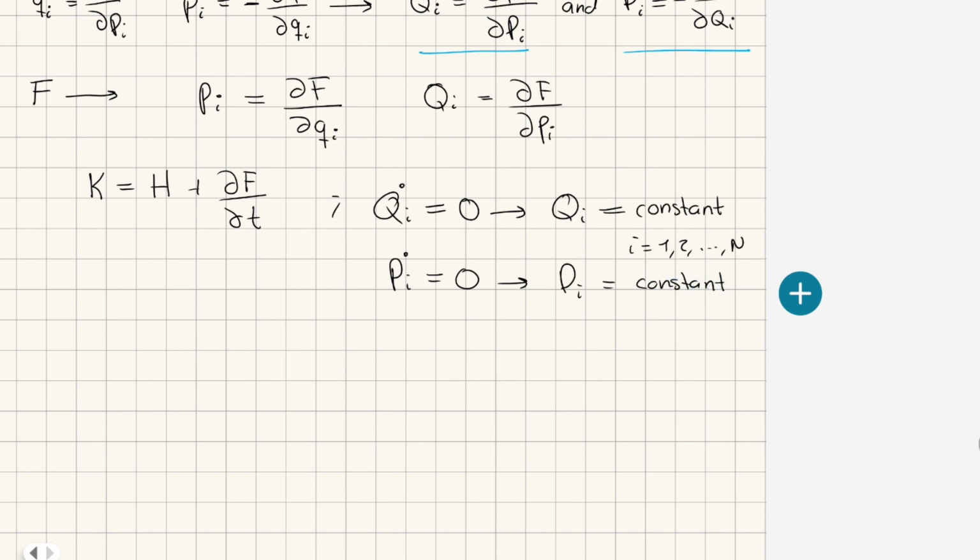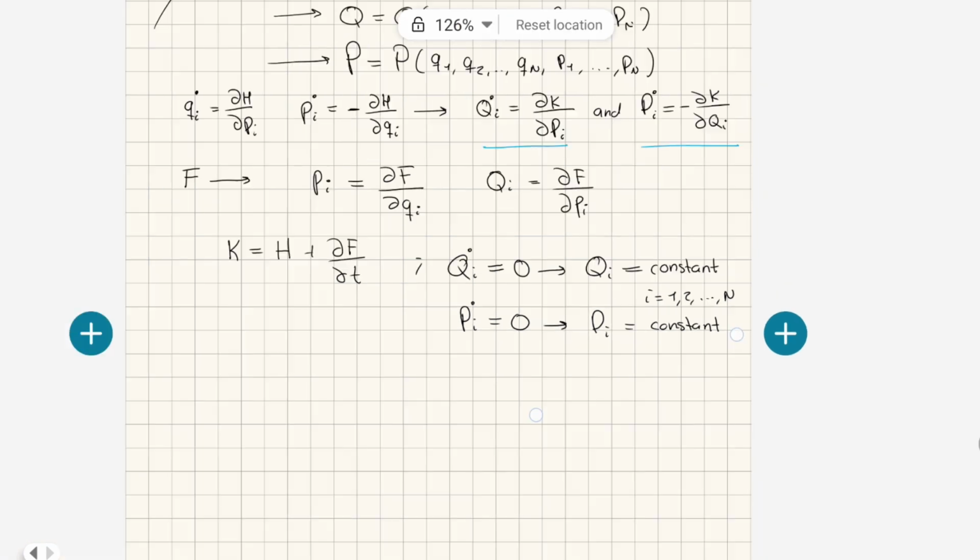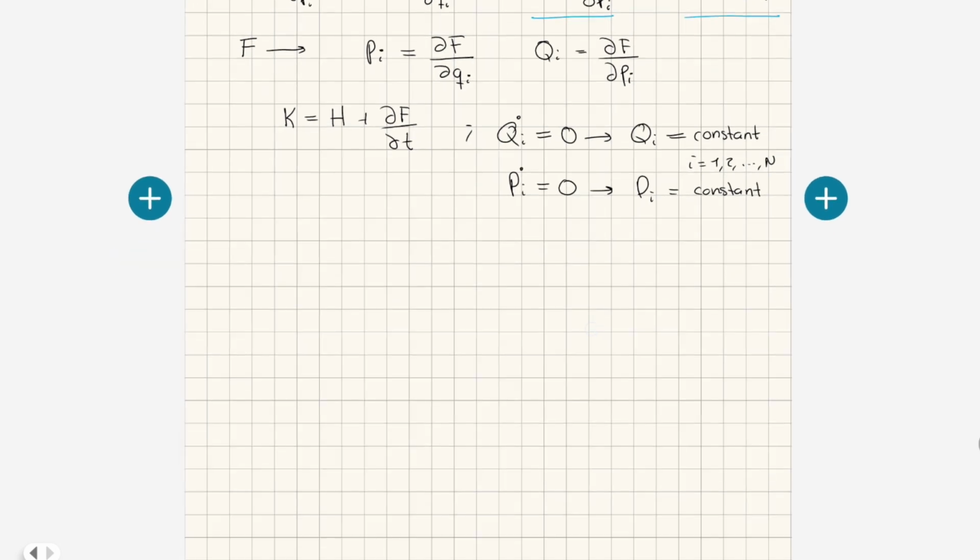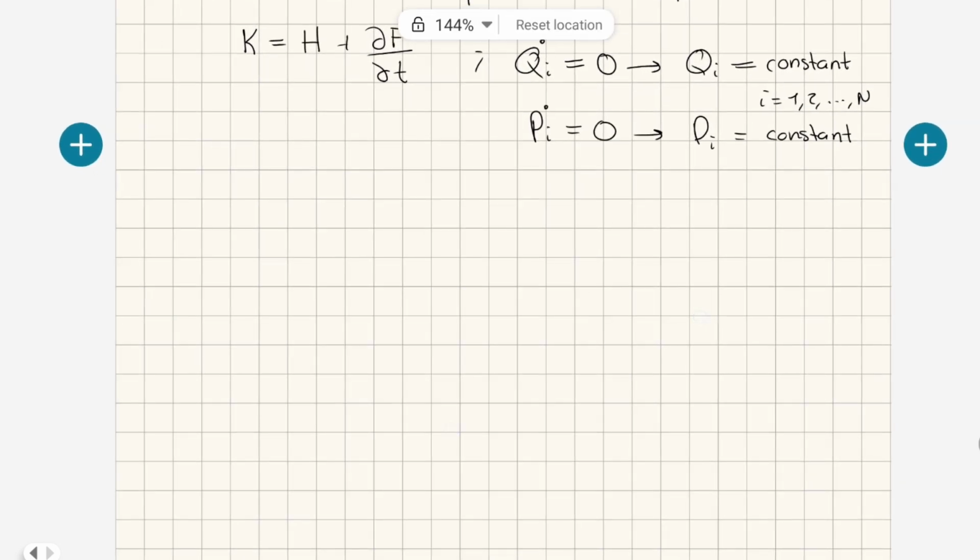This is going to be very, very important because later on we'll see that the Hamilton-Jacobi equation is going to lead us to the solution of the Hamilton equations. But for that to happen, this is a necessary condition. So if we take k equal to 0, then we get that the Hamiltonian plus the partial of f with respect to time is going to be equal to 0.